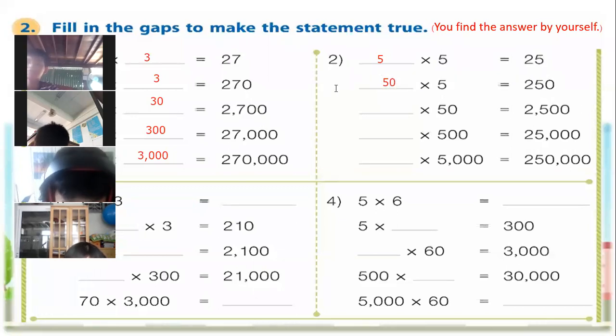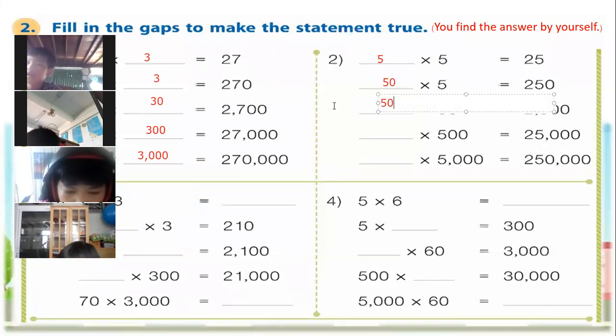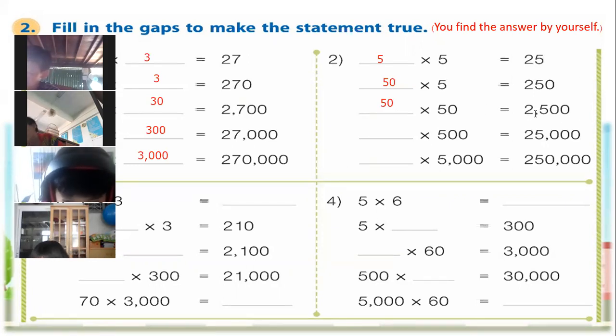50. Very good. Now, step 3. We have how much multiply by 50? So we can have 2,500. 50. Very good. 5 tens, 50. 50 multiplied by 50, or 5 tens multiplied by 5 tens, is equal to 2,500.